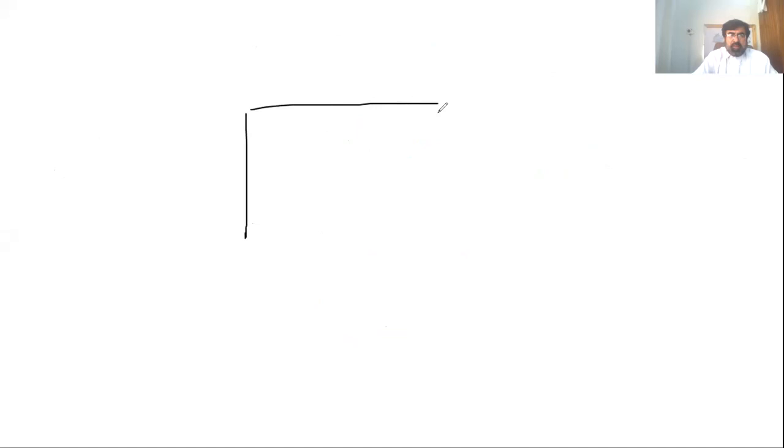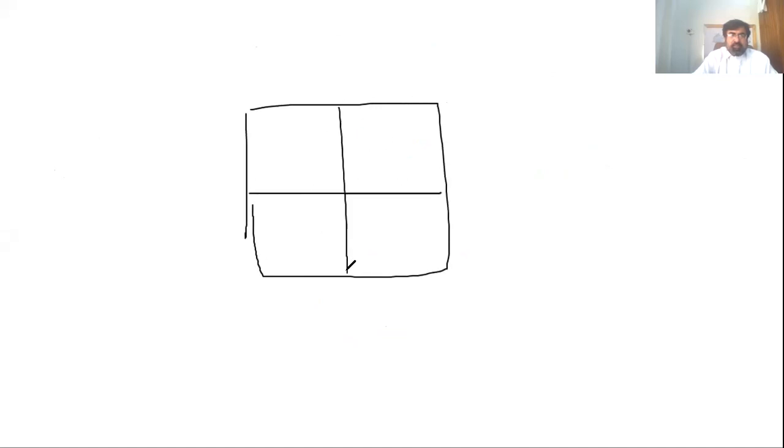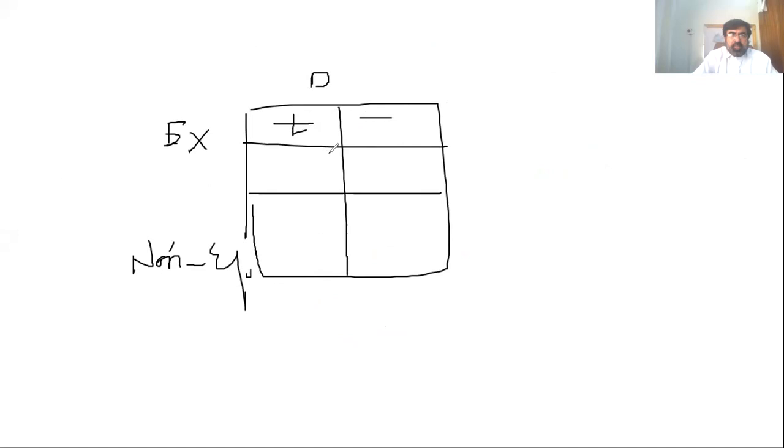Let's suppose we have this table, and these are 4 cells: disease positive and disease negative. That is disease. This group is exposed and this is non-exposed. This is A, B, C, and D cells.